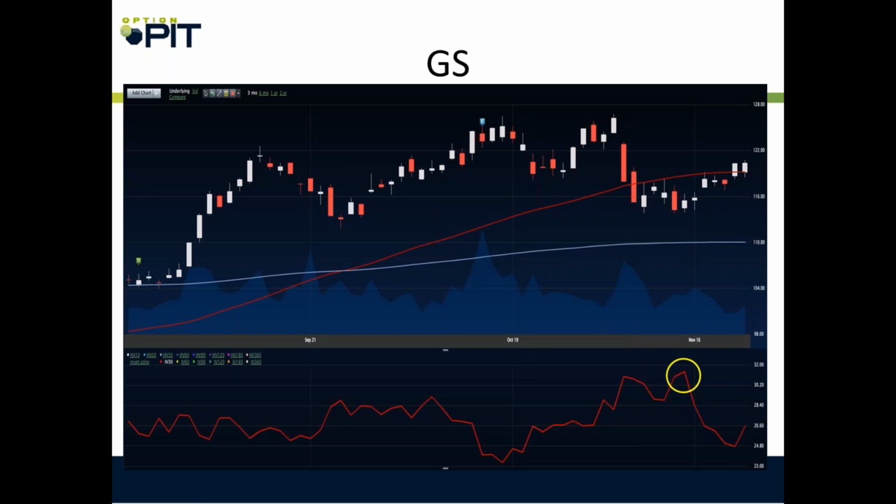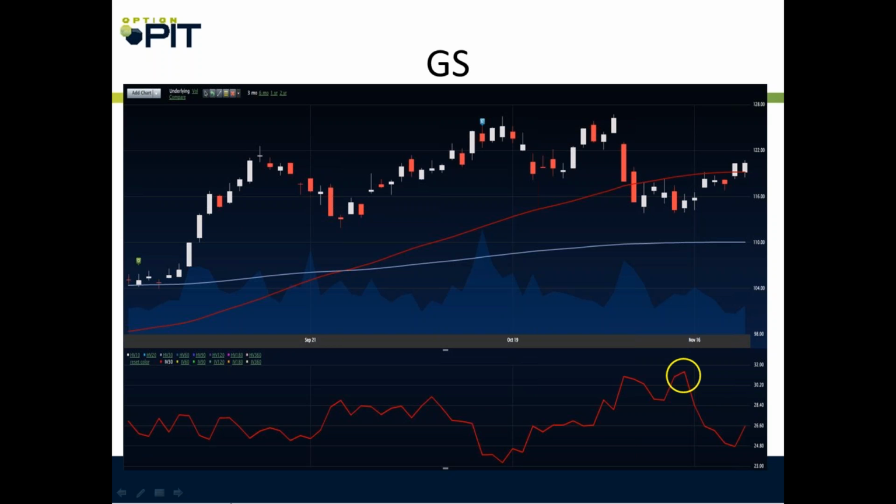So here's a picture of Goldman. I think Goldman's going higher. But look at that implied volatility. So I should do one of two things. I should either sell puts or buy hard deltas. So I should either sell soft deltas here, so sell a put or put spread, or I should buy hard deltas.